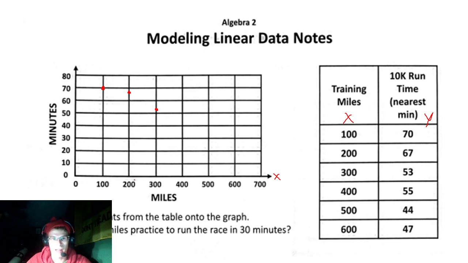So scatter plot, we're just plotting the different points to compare data. We're comparing training miles to 10K runtime. 400 to 55. So there we go. And then 500 to 44. So right about there. And then 600 to 47.